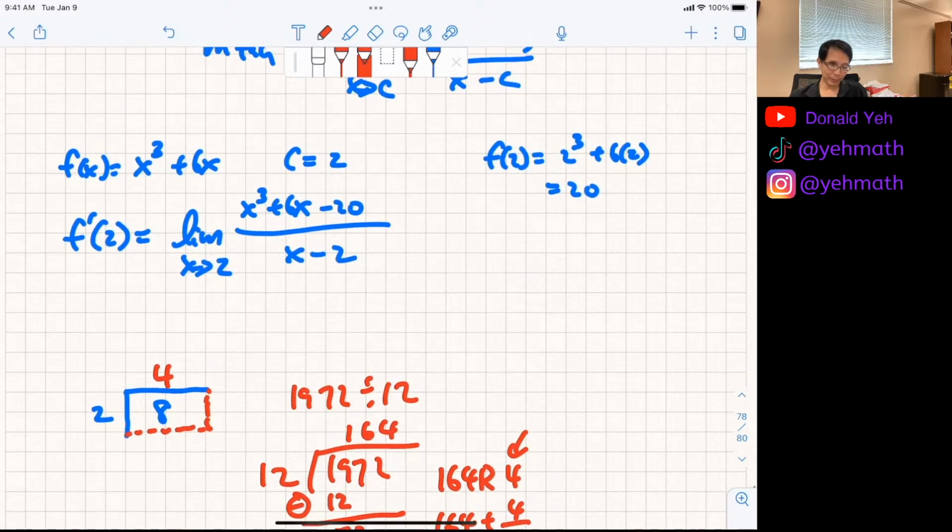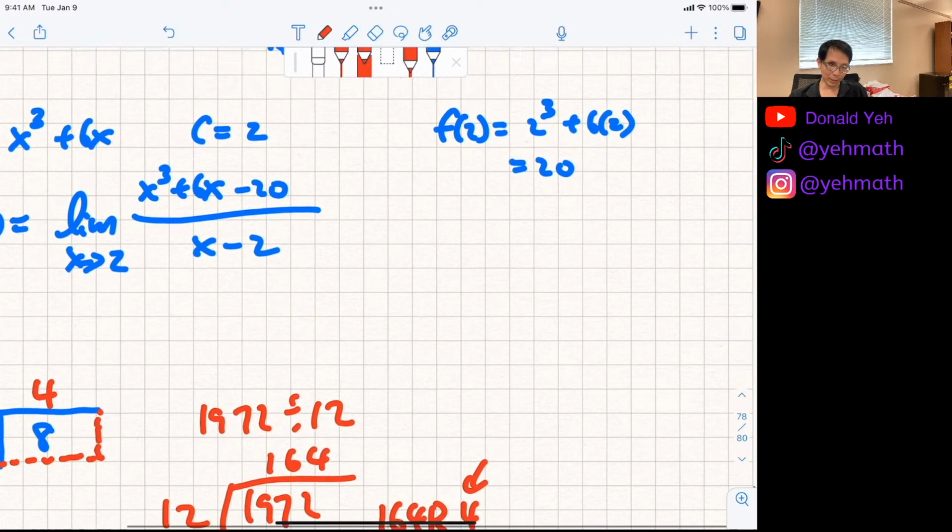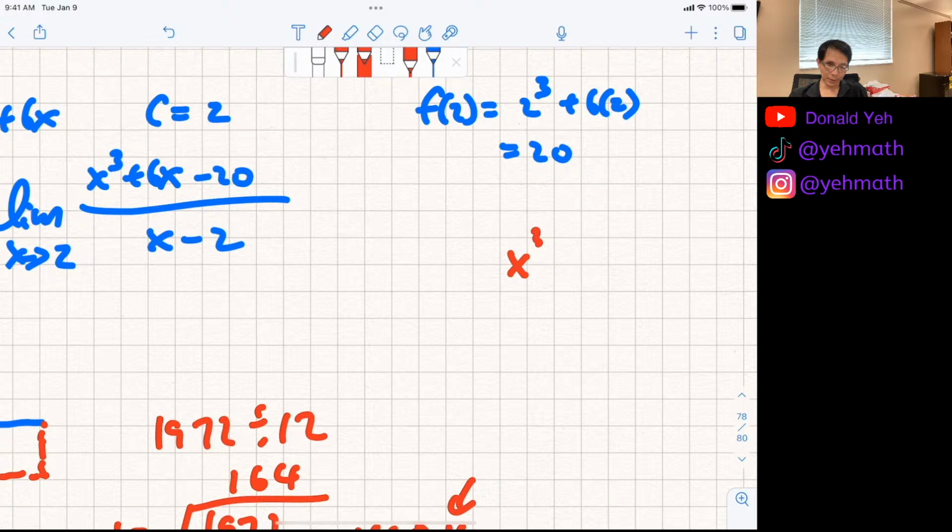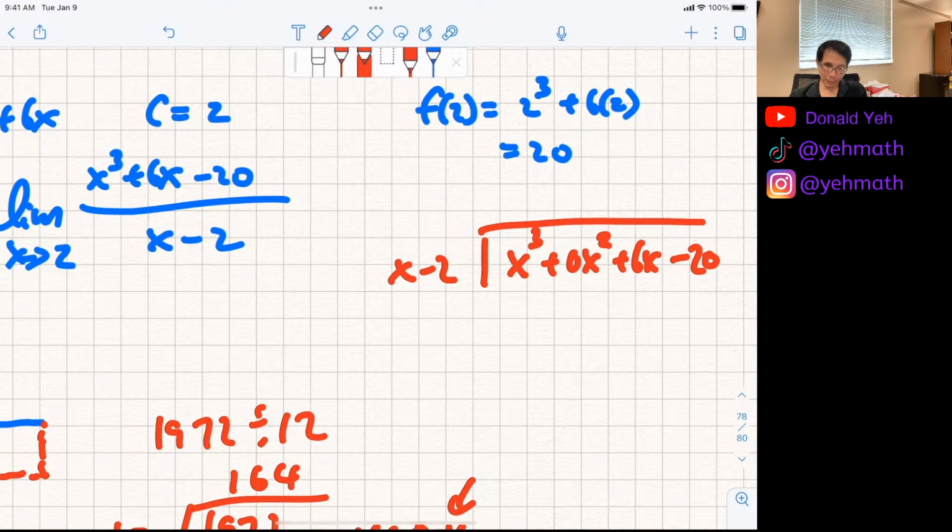By the way, you can actually do some long division here. So it'd be x cubed plus 6x. The problem is that you cannot do plus 6x. What do I need here? 0x squared plus 6x minus 20, right? So then you can do long division now, which is x minus 2. Don't start right here. You're going to start right here because you want to have two terms.